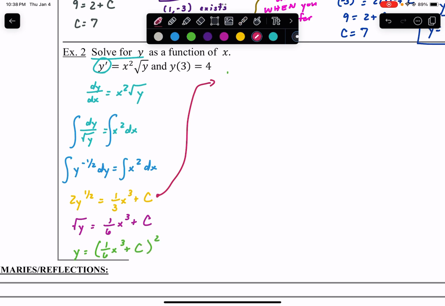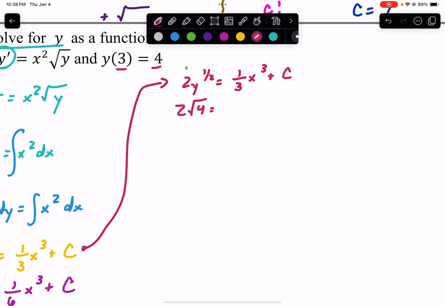I find it easier. So I'm going to do 2y to the 1/2 equals, I'm just going to rewrite it where you can see what's going on. And then I'm going to plug in my points. So for x, I'm going to plug in a 3, and for y, I'm going to plug in a 4. So 2 root 4 equals 1/3, and then 3 cubed, which is 27. So this is going to end up being 4. 27 over 3 is 9. So it looks like c is equal to -5.